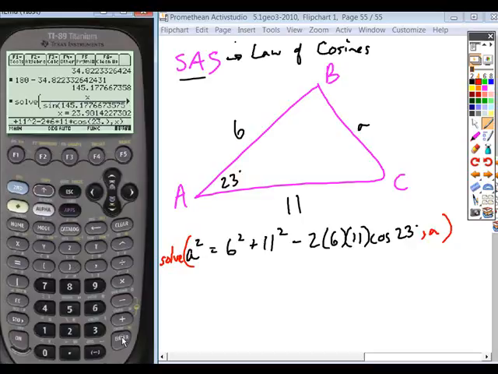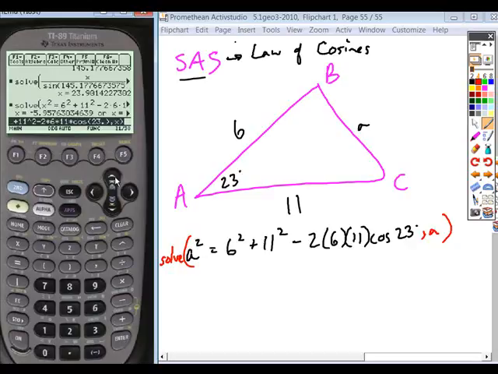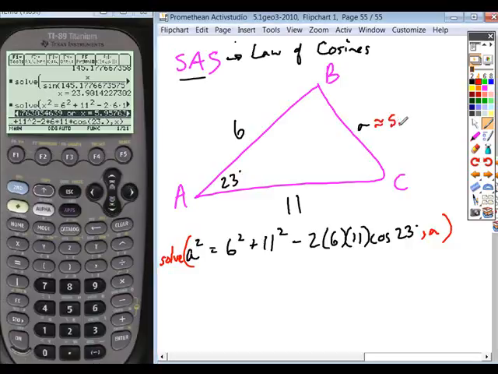And now when I hit enter, my answer gives me two values, a positive and a negative. Do we even need to consider the negative value that's yielded here when we extract the square root? No, because we're dealing with a length. And so we're looking at 5.96 approximately for our length.